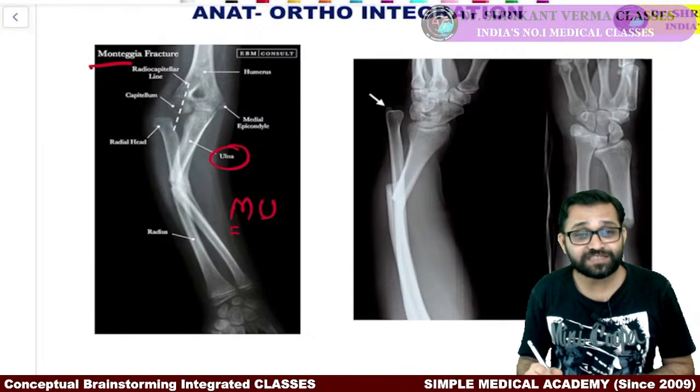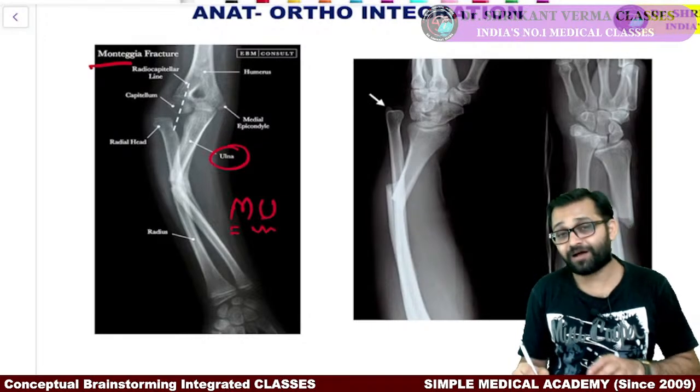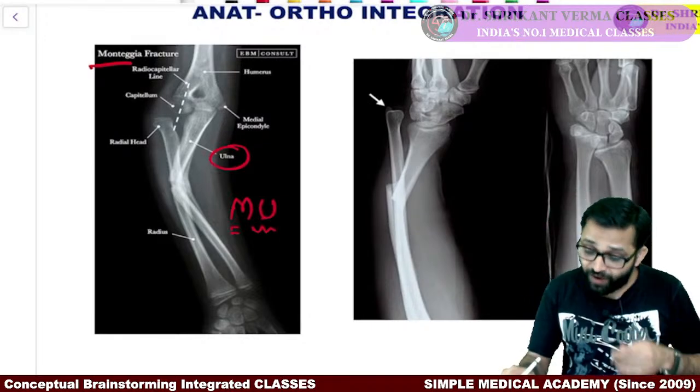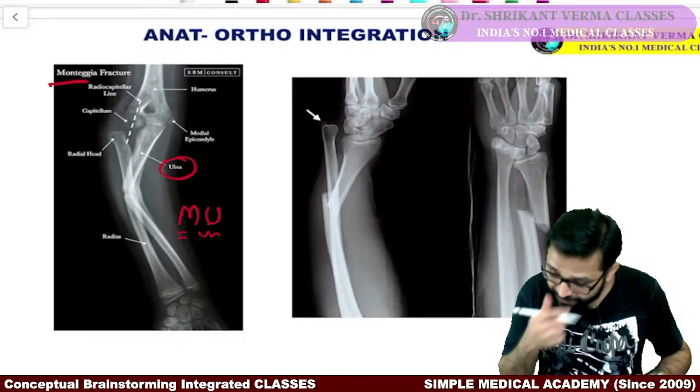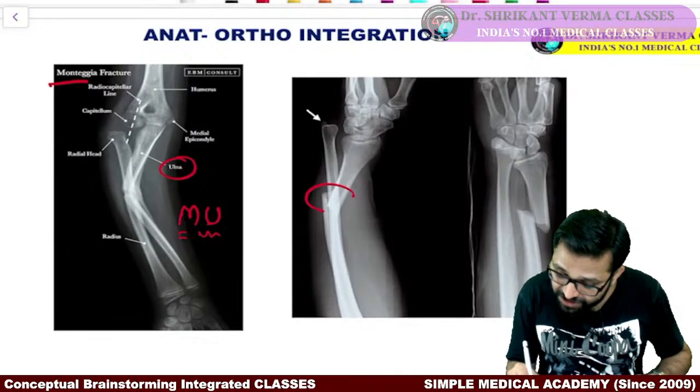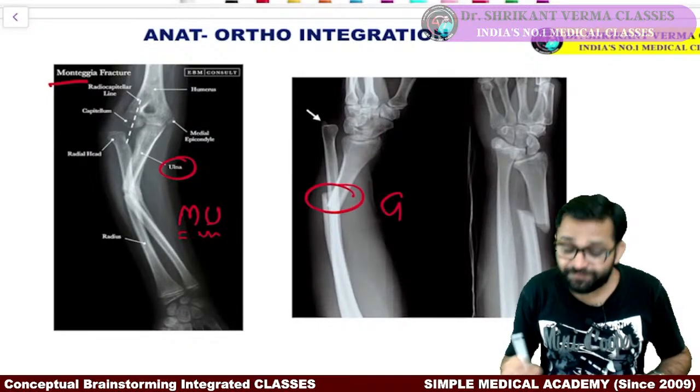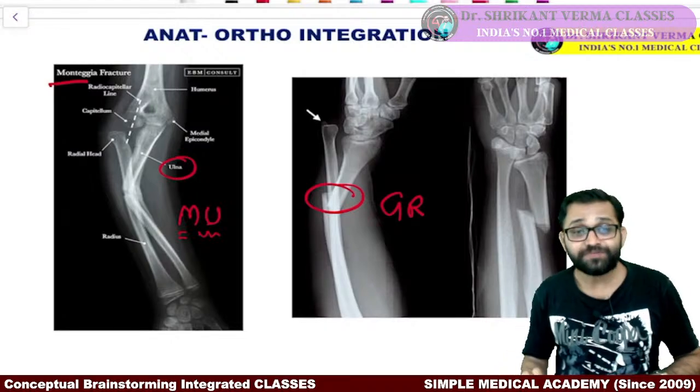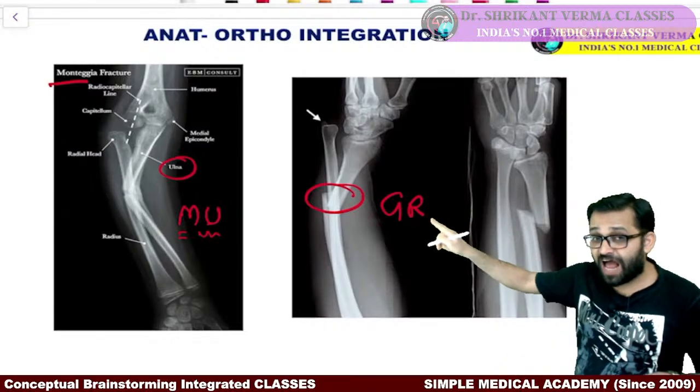In case of the Monteggia fracture, there is a fracture of the ulna, generally the proximal 1/3, while just opposite to it there is the fracture of the distal radius. This is known as the Galeazzi fracture. You can remember the G for Galeazzi fracture, R for radius.